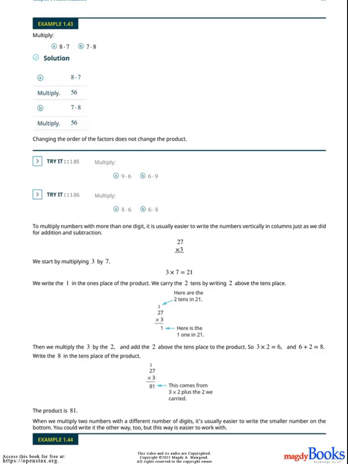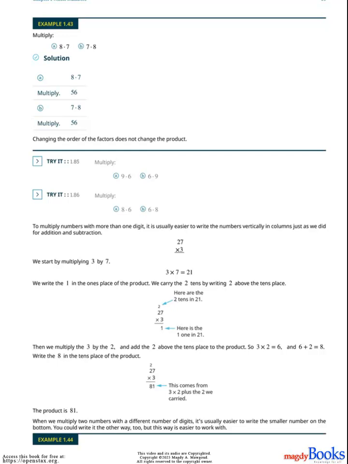Then we multiply the 3 by the 2, and add the 2 above the tens place to the product. So 3 multiplied by 2 equals 6, and 6 plus 2 equals 8. Write the 8 in the tens place of the product. This comes from 3 multiplied by 2 plus the 2 we carried. The product is 81. When we multiply two numbers with a different number of digits, it's usually easier to write the smaller number on the bottom. You could write it the other way, too, but this way is easier to work with.